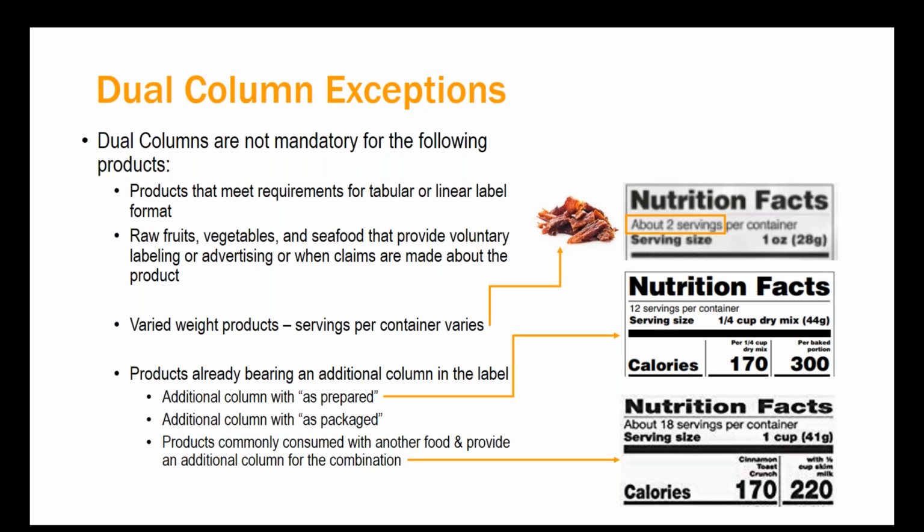A couple more that aren't listed, but worth noting. If you're making a label that has different RDI groups, or reference daily intakes, for different age groups, you do not have to do a dual column for those. And also popcorn products. If you're already adding a column for the popped versus unpopped nutrition information, you also are not required to do a dual column.